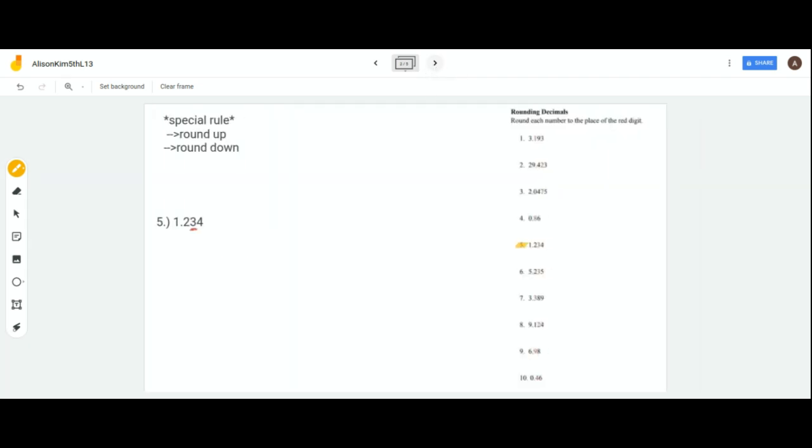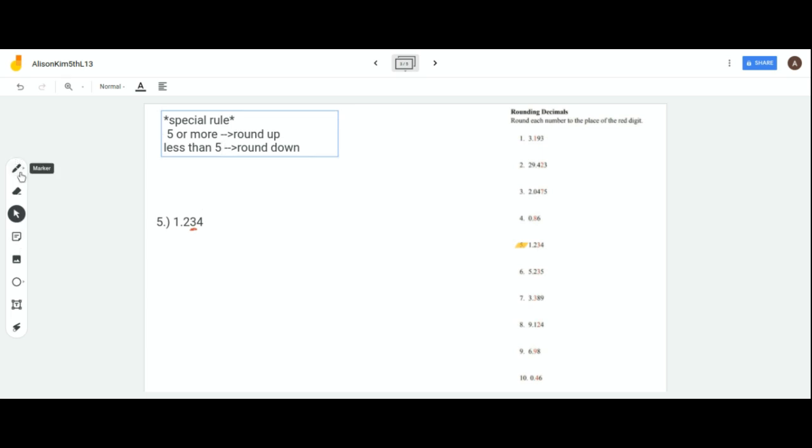Now we're going to do rounding decimals. There are special rules. When you want to round up, the number has to be 5 or more. 5 or more, okay? Now if you want to round down, it has to be less than 5. Less than 5, okay? So those are the rules.